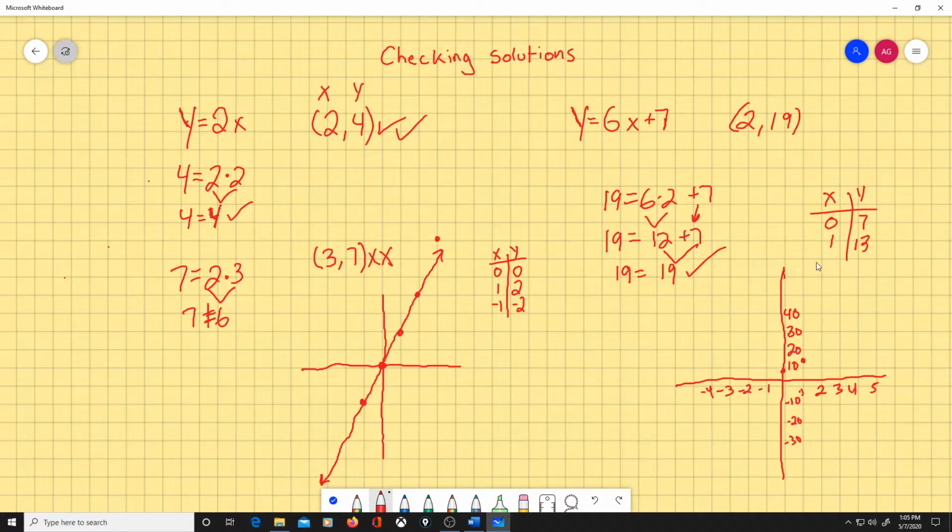And if we try -1, we should get 6 times -1. That's going to be -6, plus 7 is going to give us 1. So that's going to put us right about here, just a little over the 0 point. So that gives us this really steep line here.